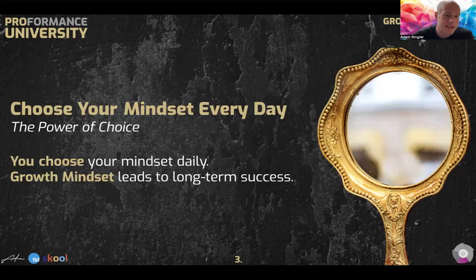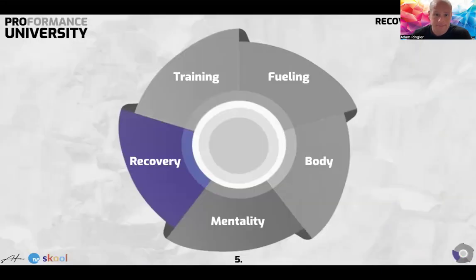So, the last thing on this I want to leave us with is that we get to choose our mindset every day. We get to stare in that mirror and choose how we want to operate during the day. You get to choose whether you want to approach the day with a growth mindset or a fixed mindset. But I can guarantee you, choosing a growth mindset leads to long-term success.